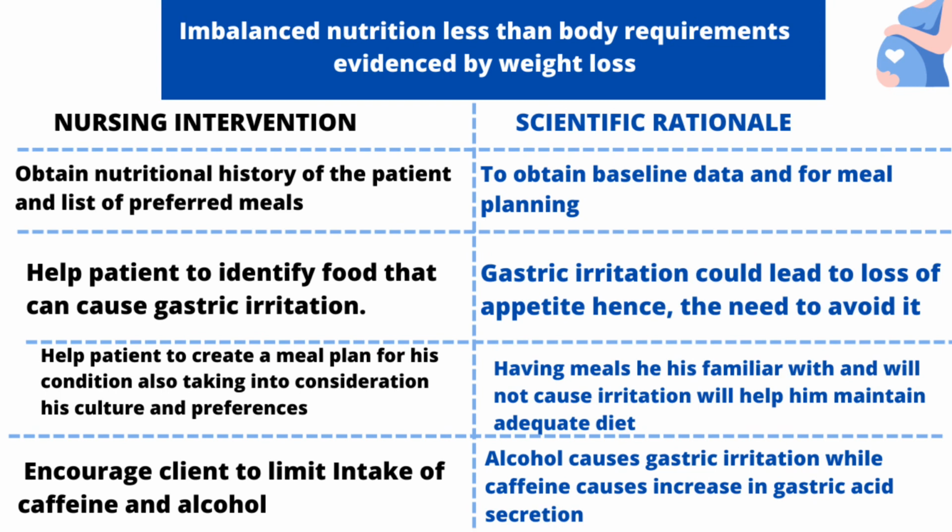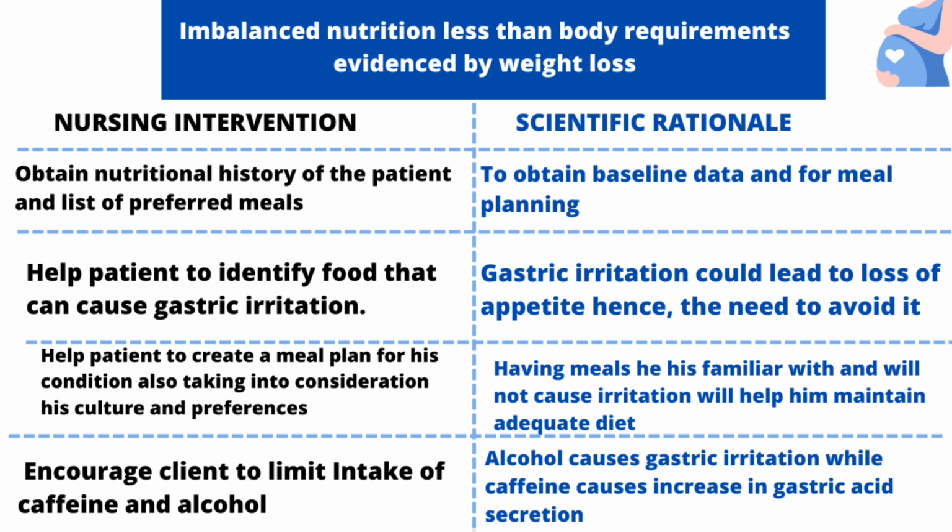The first thing is to obtain a nutritional history of the patient and a list of preferred meals. And the scientific rationale is that you're going to get baseline data. You want to know what the patient has been eating in the past, how much the patient has been eating in the past, and getting a list of preferred meals will help you to plan the patient's meal.